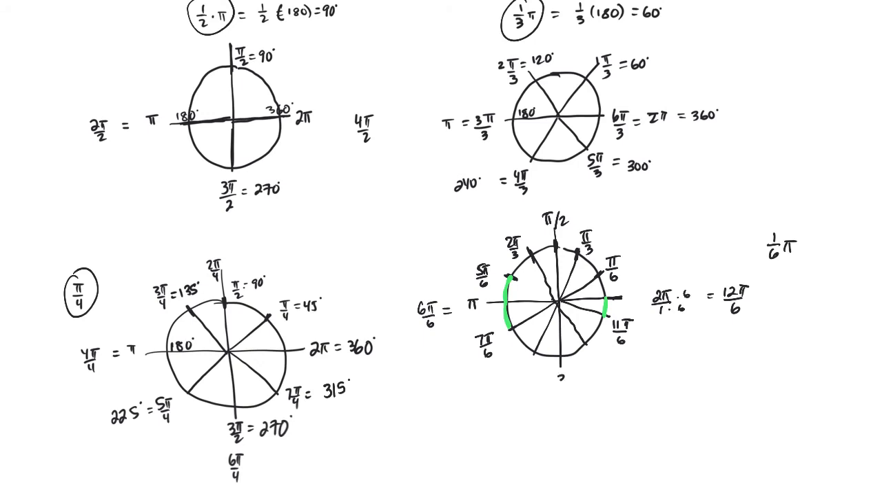Okay, and then all the rest of these we already did. This was 3 pi over 2. This one we had done from right here, 4 pi over 3. This one was 5 pi over 3.